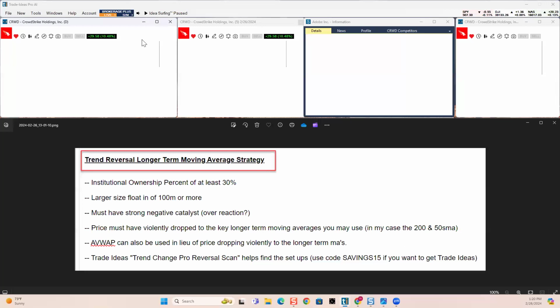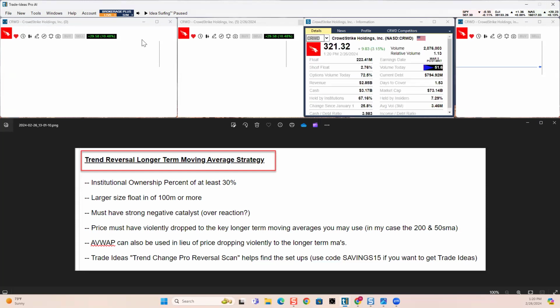Now, I know I'm rambling on a lot here, but what's important to remember, there is so much more to buying the so-called dip than just buying the dip. Why do I have institutional ownership percent of at least 30%? I want larger institutions in this stock. They trade more efficiently, okay? Meaning less wild swings. When you couple that with having a larger float of 100 million or more, now you get more steady price action.